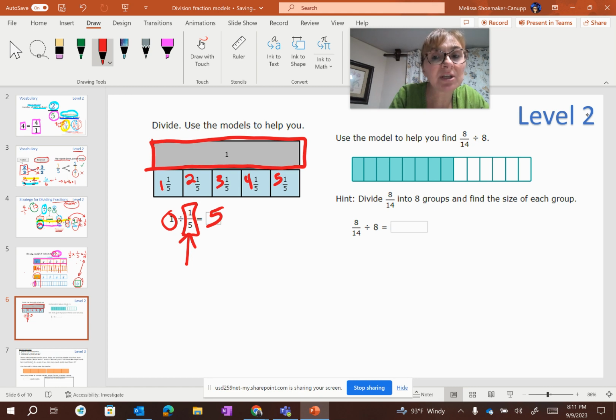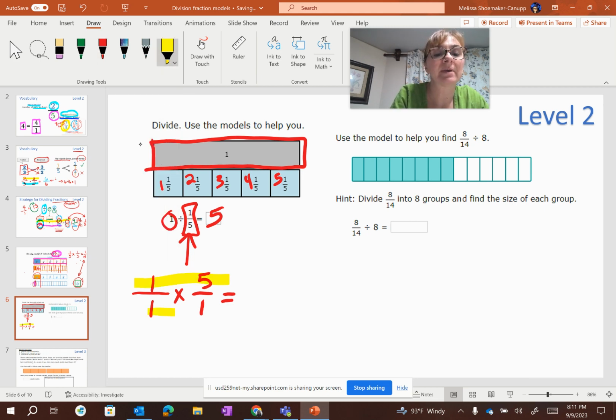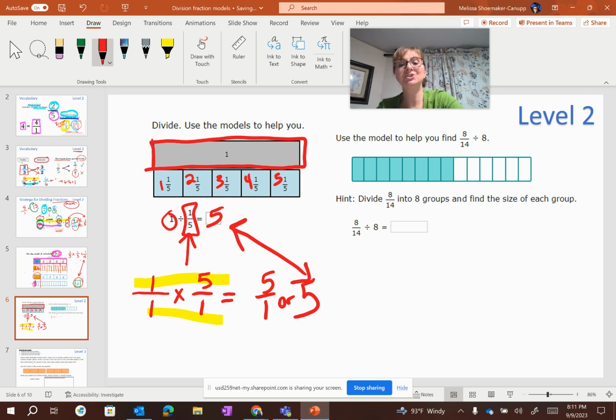Can we check that with keep, change, flip? Well, 1 as a fraction would be 1 over 1. Change divide to multiply. Flip or write the reciprocal of 1/5, so it would be 5 over 1. Then multiply. 1 times 5 and 1 times 1. That's going to be 5 over 1, which simplifies to 5. We got the same answer. Nice job. Next up, use the model to help you find 8/14 divided by 8.